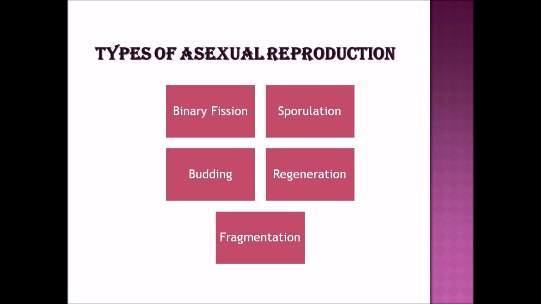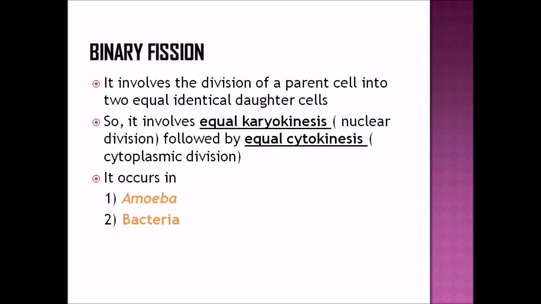The types of asexual reproduction are binary fission, sporulation, budding, regeneration, and fragmentation. Binary fission. Binary fission involves the division of a parent cell into two equal identical daughter cells. So one parent cell will undergo division and it will split into two cells which are termed daughter cells.